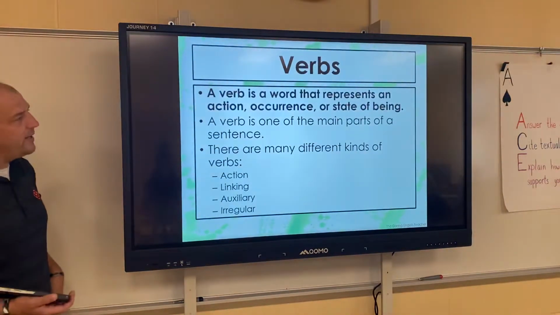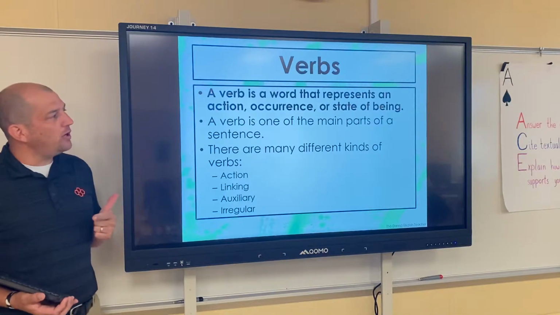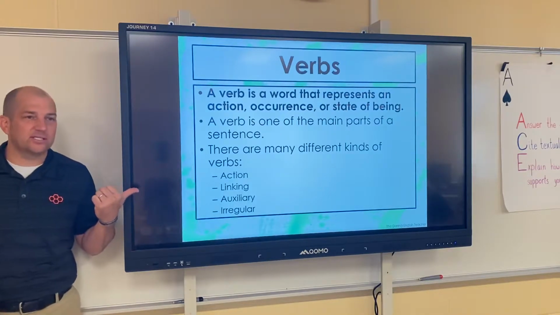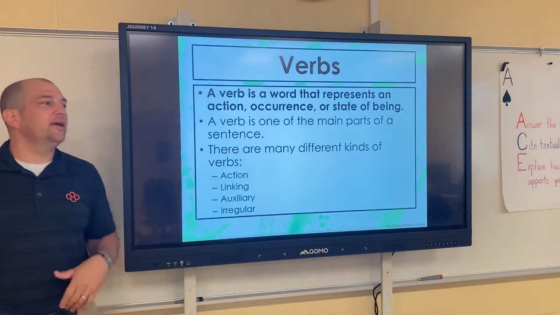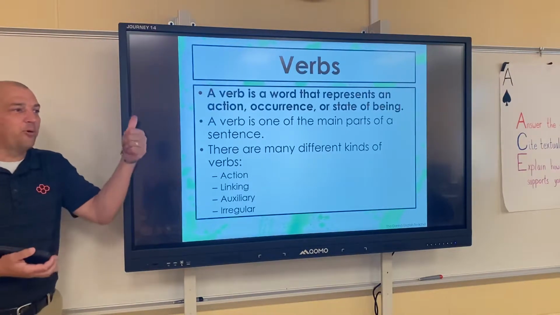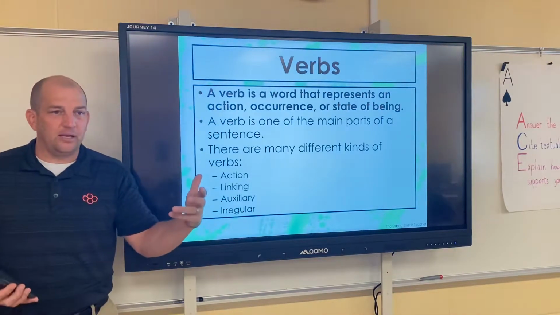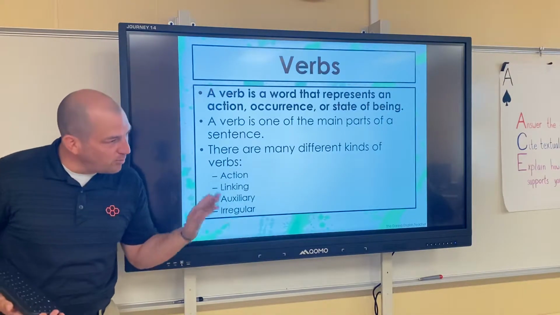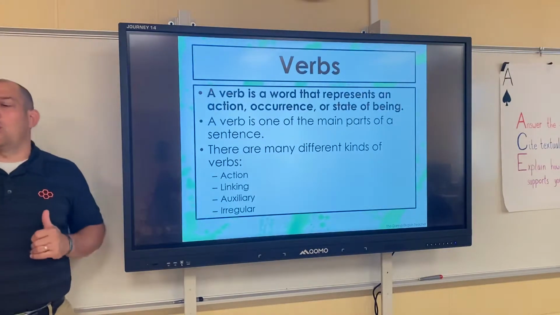A verb is a word that represents an action, occurrence, or state of being. First period, I asked the class before I went to this slide, what is a verb? People raised their hand. I called on one of them. They said it's doing something. Just like the noun, person, place, or thing, it was incomplete. Doing something is incomplete. There's more to it than that. Welcome to seventh grade. The good news is, again, you know it, you just don't know that you know it.